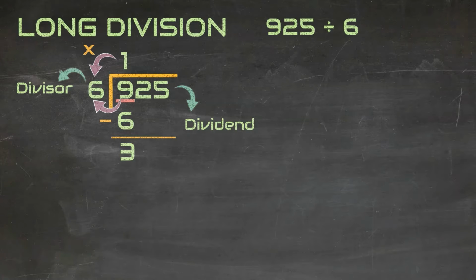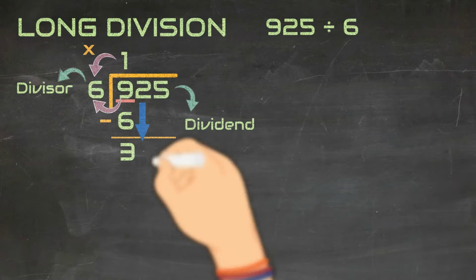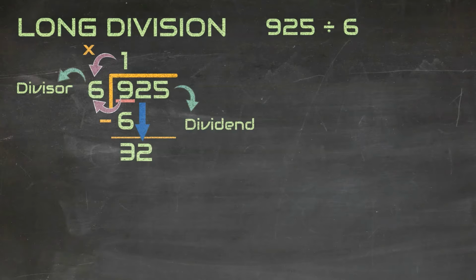3 now becomes part of the new dividend. Since 3 is less than the divisor 6, the next digit of the original dividend is then brought down. This digit is 2. The new dividend then becomes 32. The same process can then be repeated until all digits in the original dividend have taken part in the division process. The operation now becomes 32 divided by 6.